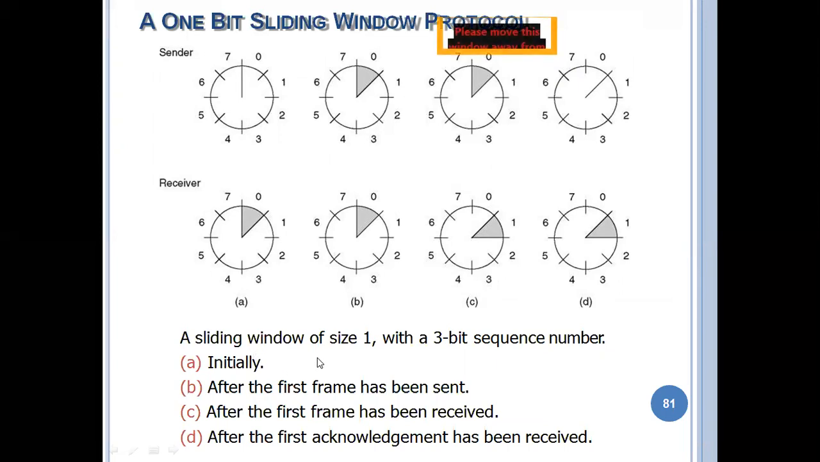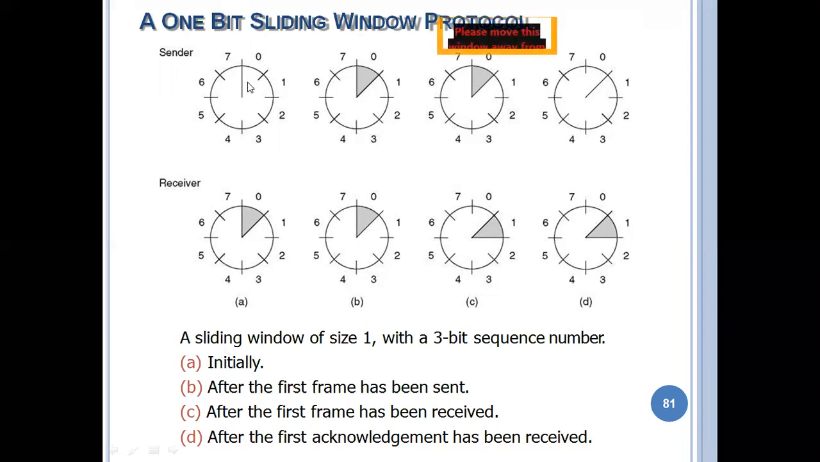A sliding window of size 1 with a 3-bit sequence number. This is the sender side, this is the receiver side. A is the initial state, B is after the first frame has been sent, C is after the first frame has been received, and D is after the first acknowledgement has arrived.